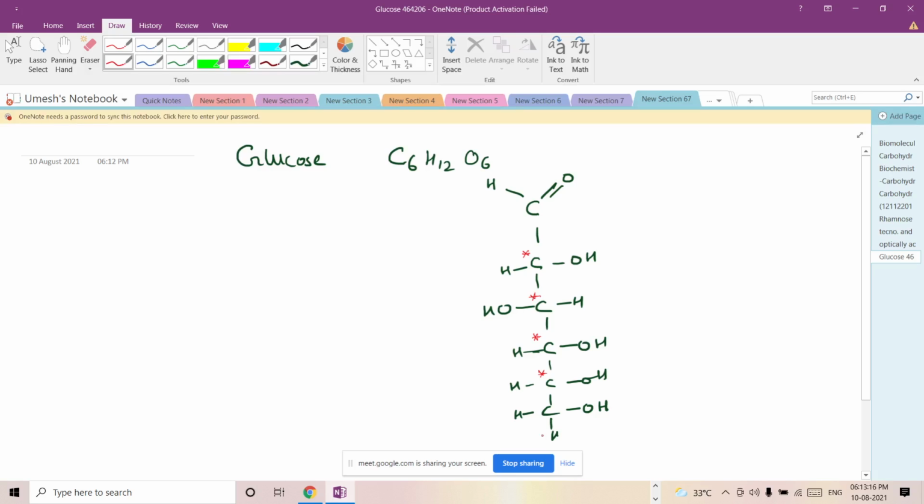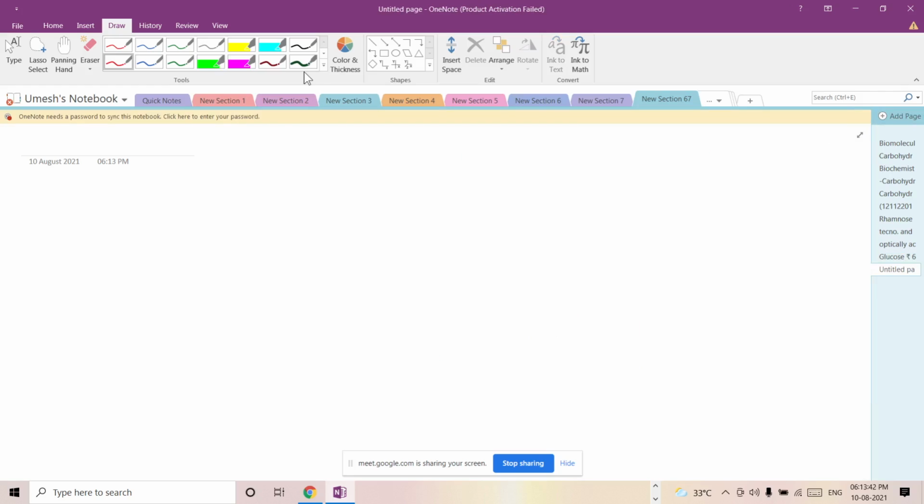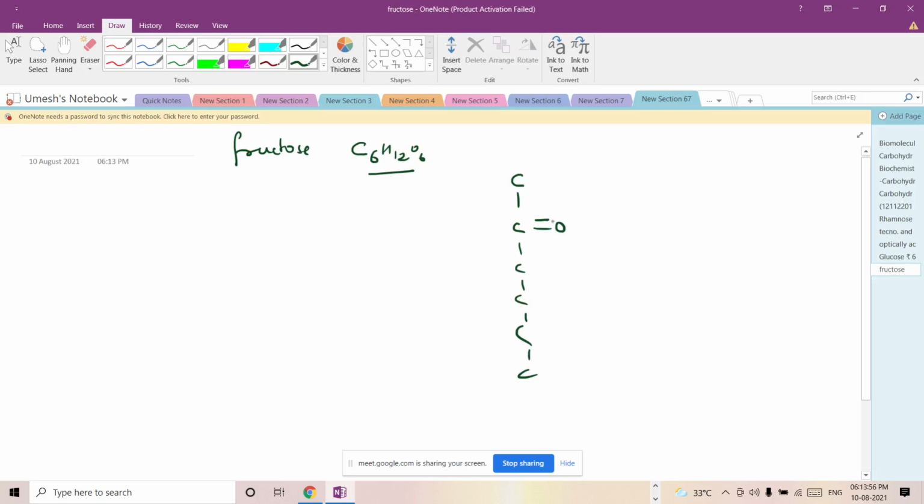These are polyhydroxy. You can see more than two OH groups are there. And it is an aldehyde group. It is a polyhydroxy aldehyde, optically active. Now another structure that I'm drawing here is of fructose. Its formula is also C6H12O6, the same molecular formula. Carbons 1, 2, 3, 4, 5, and 6. But here we have a ketonic group.